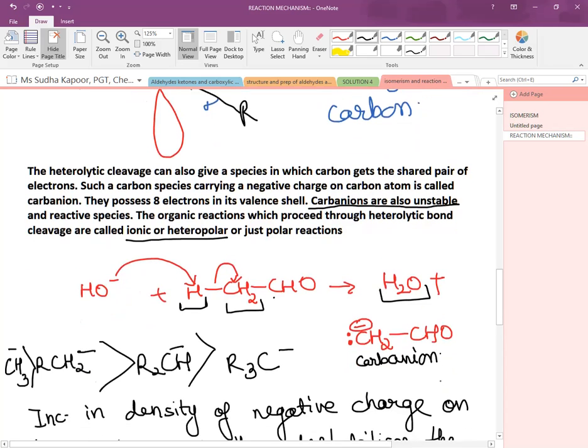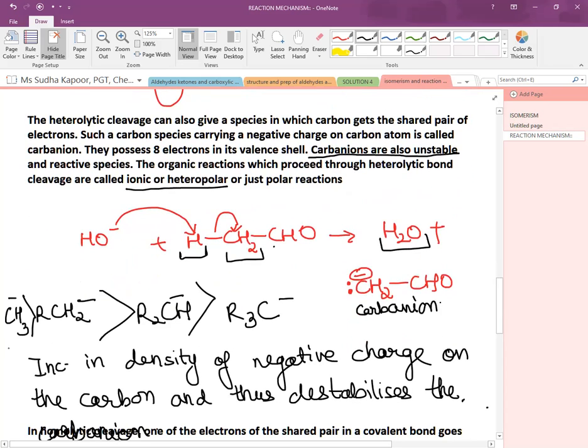In case of carbanion, one thing to be remembered is that the methyl carbanion is going to be highly stable in nature. So this works totally opposite to what we have done in case of the carbocation. In case of carbocation, the 3 degree is the most stable. But in case of carbanion, the methyl carbanion is going to be the most stable in nature.